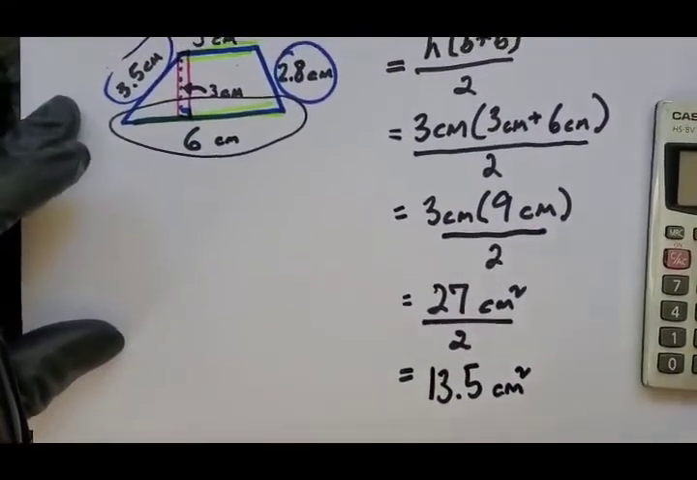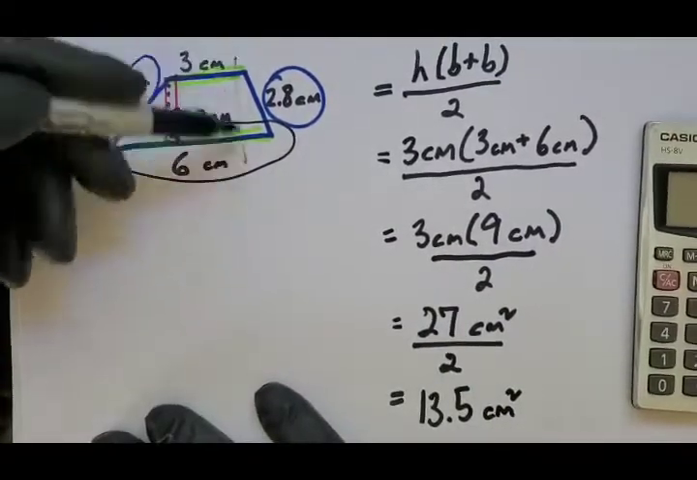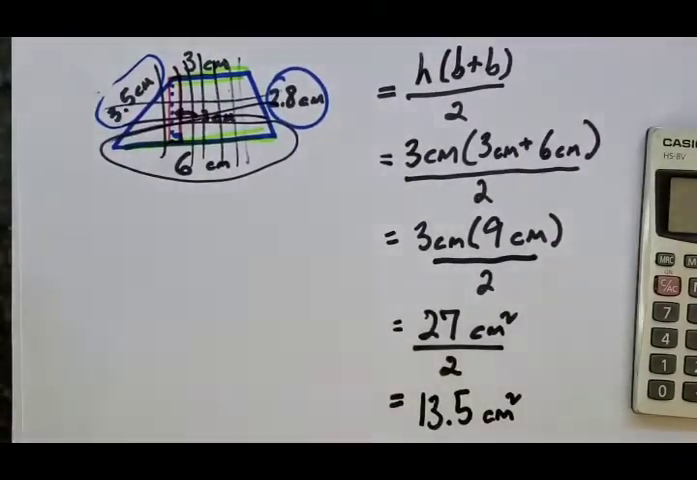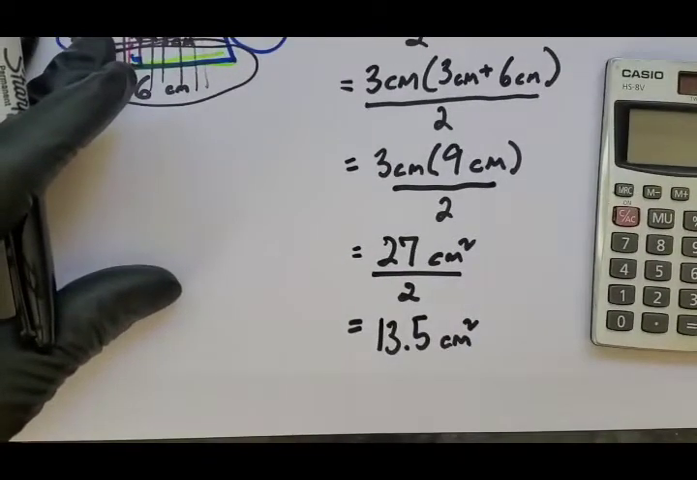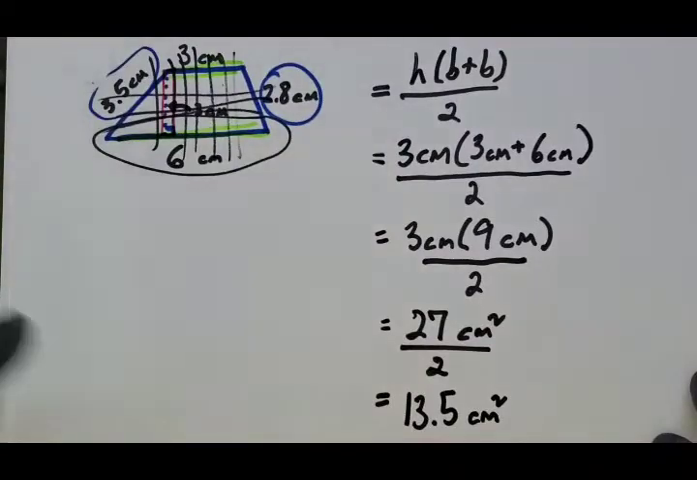So if we were to take this shape, and if we were to draw every centimeter, draw grid lines through it, draw them the other way, we could count them all up. We'd have 13 1/2 exact squares that are centimeters in length on the side. Okay? So that's pretty much how that goes.